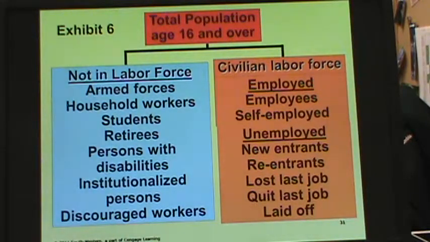In the civilian labor force, we have the employed, the employees, and the self-employed. And the unemployed, we have new entrants, re-entrants, lost their last job, quit their last job, or were laid off.